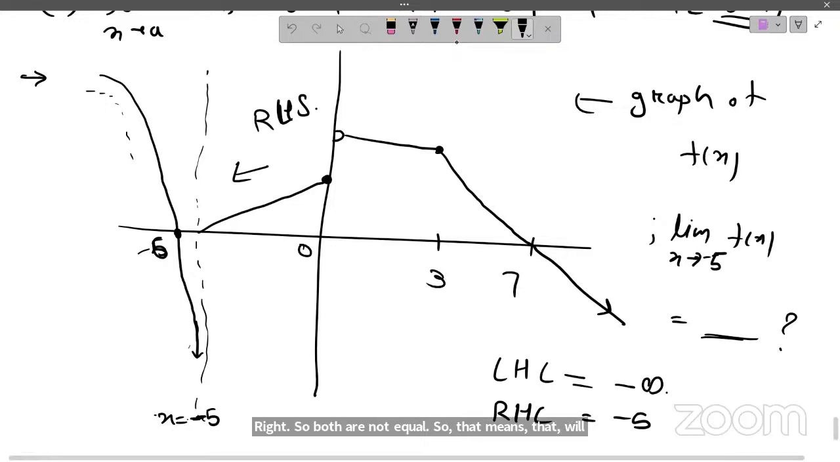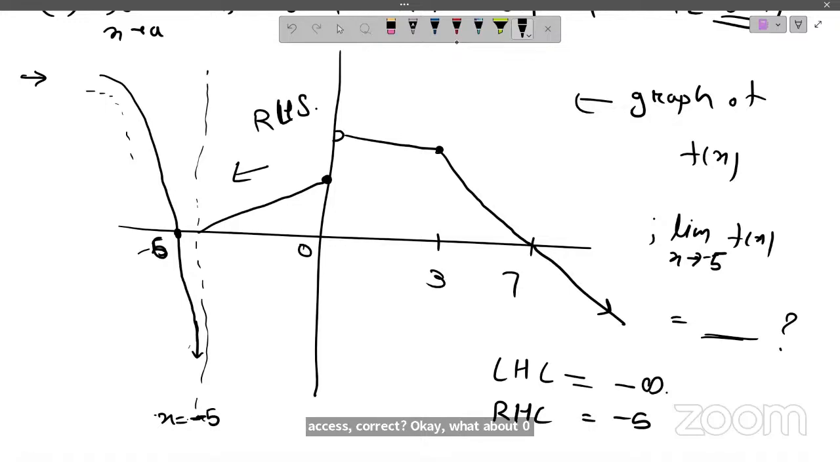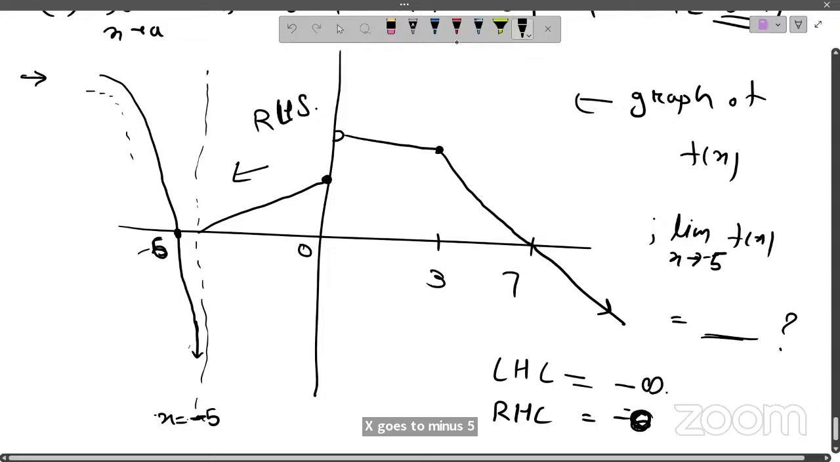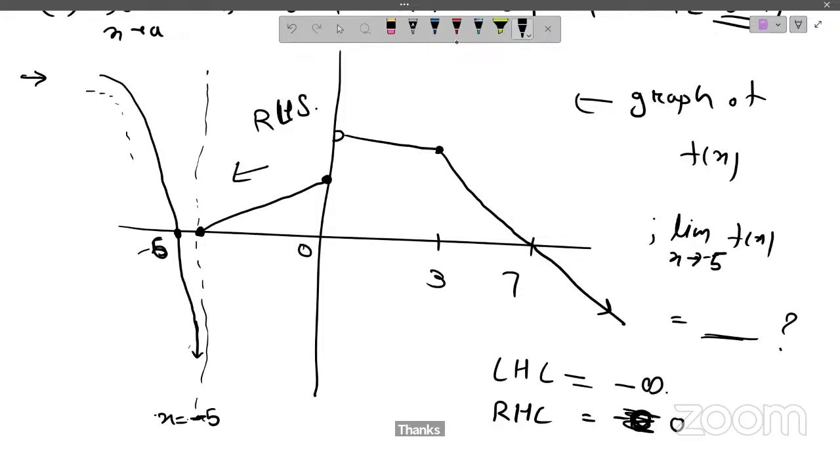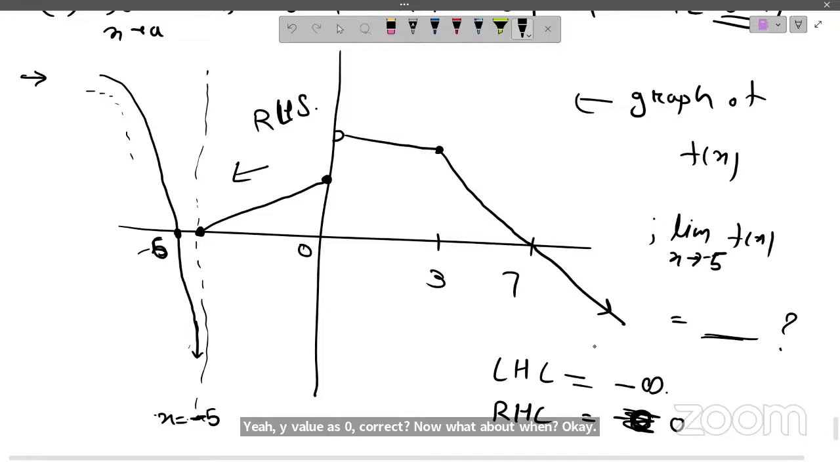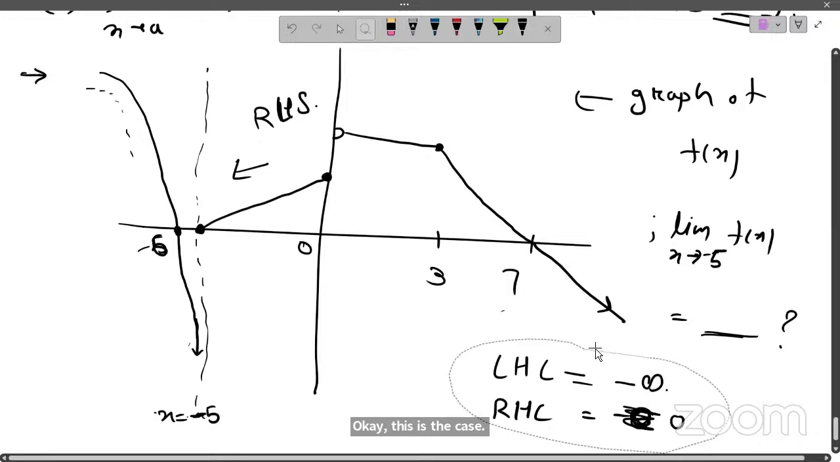You go to 0, right? Not -5. X goes to -5, but y goes to 0. Correct, we are going here. Go to 0, not -5. Yes, the y value is 0, correct. Now this is a case. This is clear to everyone? Any doubt?